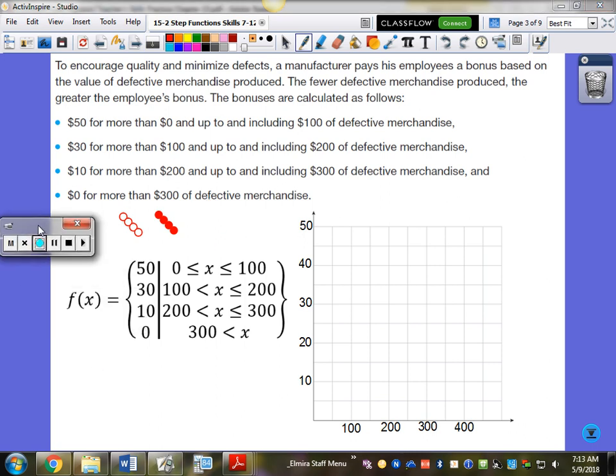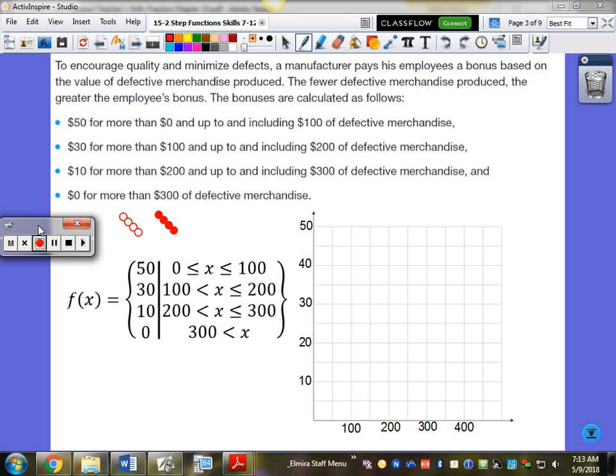All right, the next one. To encourage quality and minimize defects, the manufacturer pays his employees a bonus based on the value of defective merchandise produced. The fewer defective merchandise produced, the greater the employee's bonus. So if you're working for a company and you break less stuff, accidents happen, but if you break less stuff, you get a little bonus.